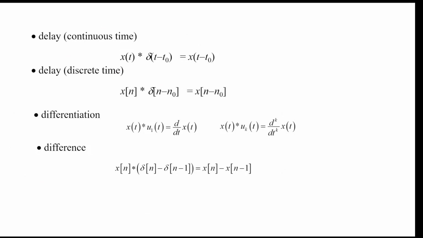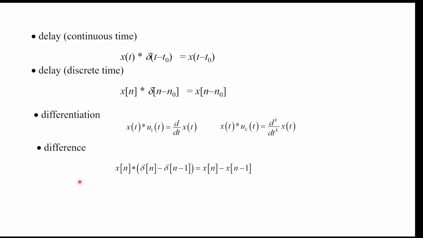So we have those delay systems. It's just convolved with delta of t minus t0, then you will delay by t0, and if t0 is negative, you actually get advanced. And we see there are differentiation systems characterized by this unit doublet signal we talked about. So x convolved with u1 gets dx/dt. And similarly, you have a difference system.